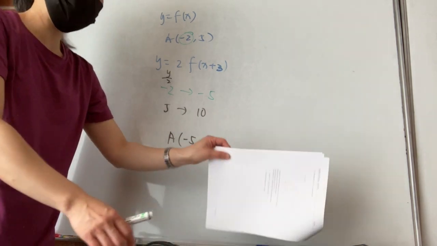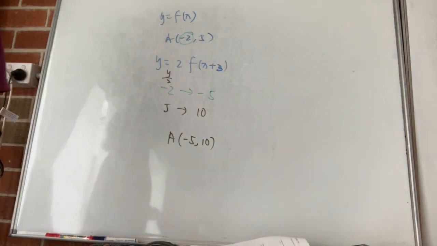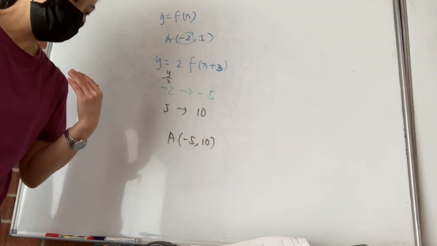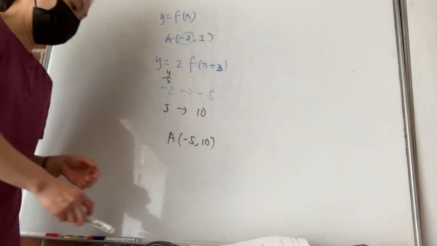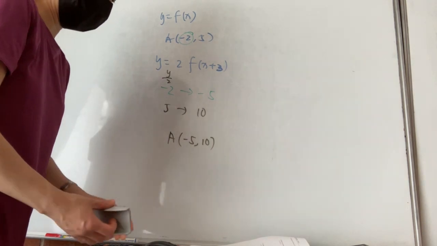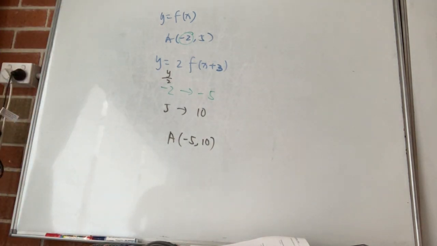Which question? Question 16, page 7, the last question on page 7. Okay, I want you to do the same thing. So you have another point A, (5, minus 18), under different transformations.